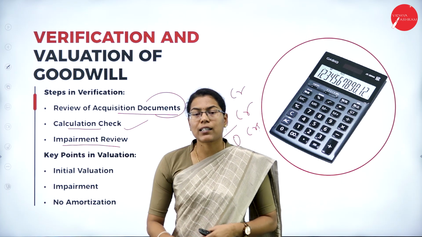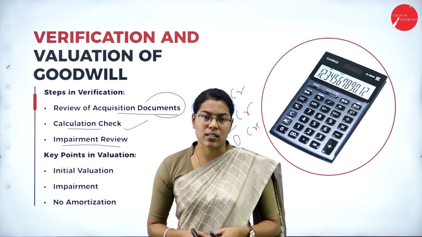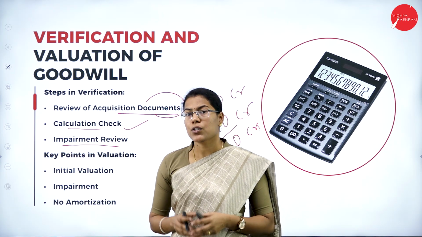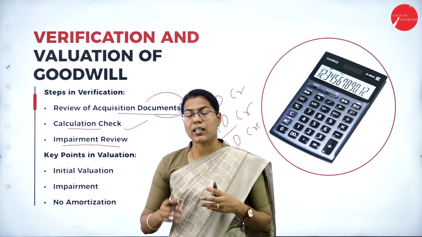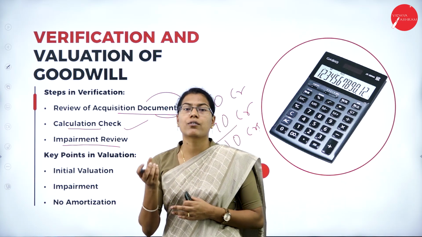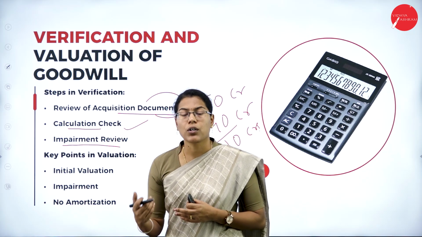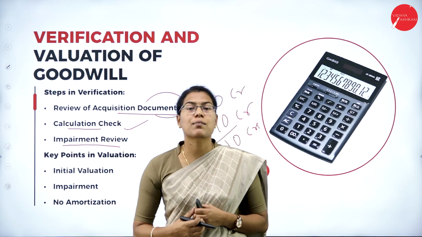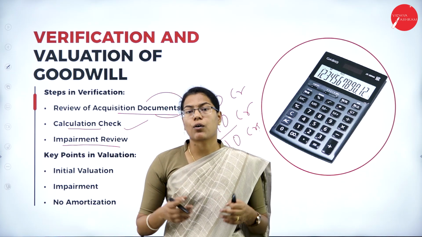So basically the goodwill is an intangible asset, so it won't undergo depreciation, it will have impairment. So if the value of the goodwill is overvalued, sometimes through the passage of time the value of the reputation may come down. Here the auditor has to check whether the impairment has been regularly calculated or not.